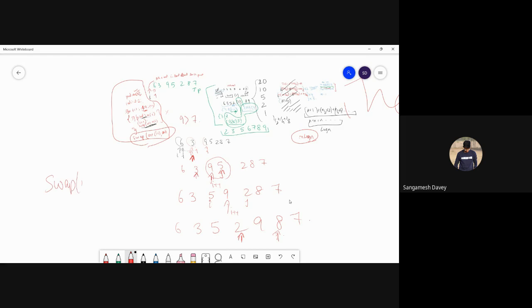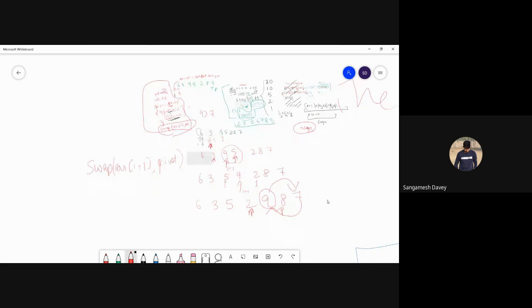Swap of arr of i+1 and the pivot element, right? What is i+1? i+1 is 9, right? Swap this with the pivot element. Swap these two. So what happens? 6, 3, 5, 2, 7, 8, 9. This, ladies and gentlemen, is the partition function.